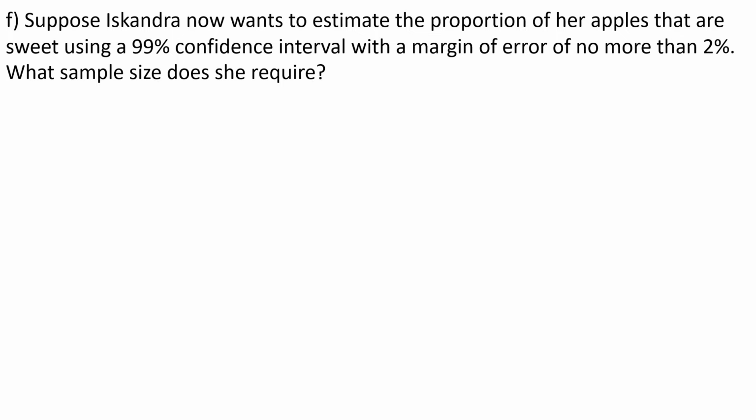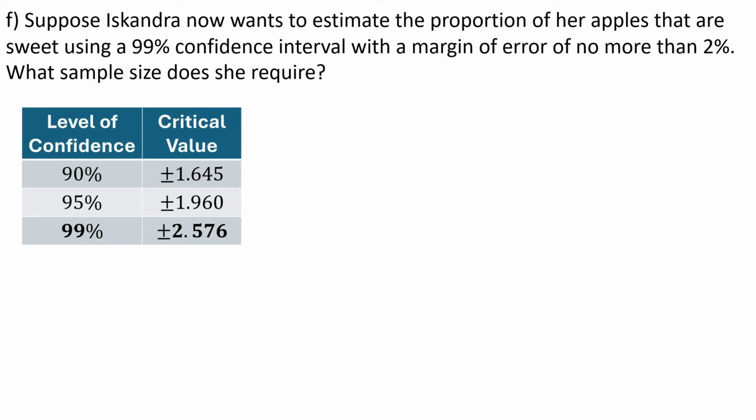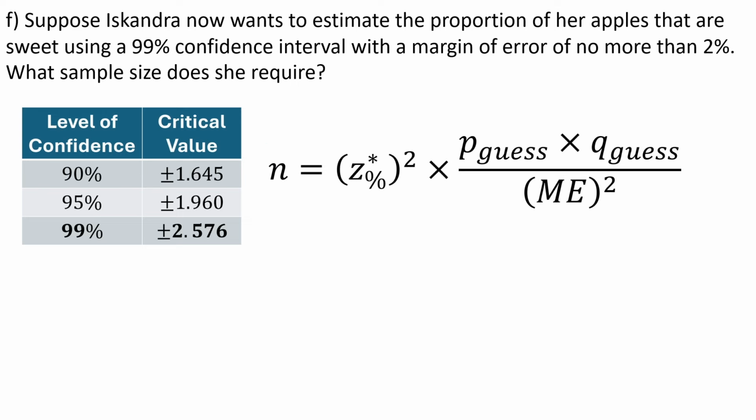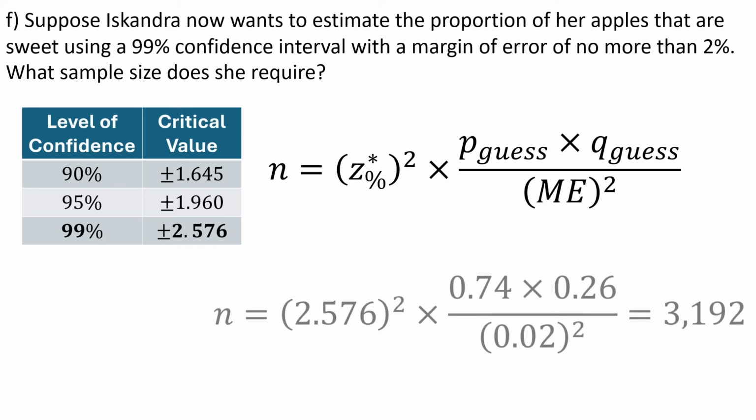Suppose we want to estimate the proportion of Iskandra's apples that are sweet using a 99% confidence interval with a margin of error of no more than 2%. What sample size is required? So let's remind ourselves that for a 99% confidence interval, the critical value is 2.576. This is our formula for calculating a sample size required to obtain a certain margin of error for a given level of confidence. So we plug those values in.